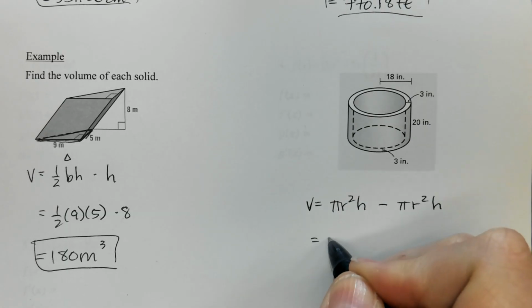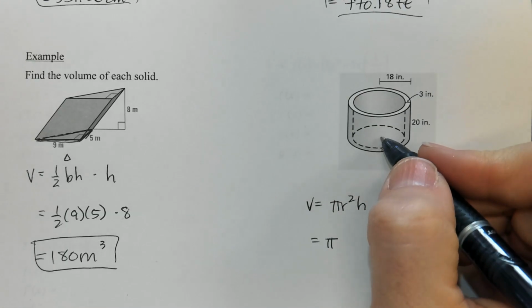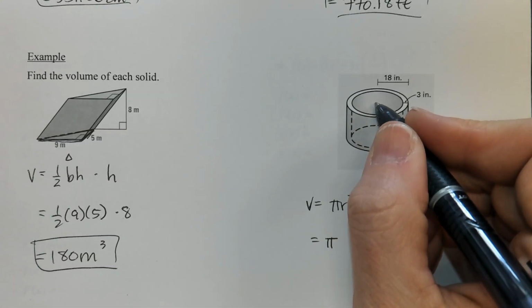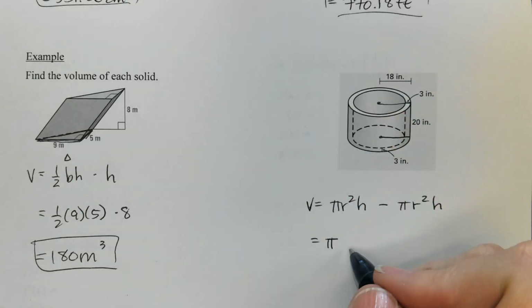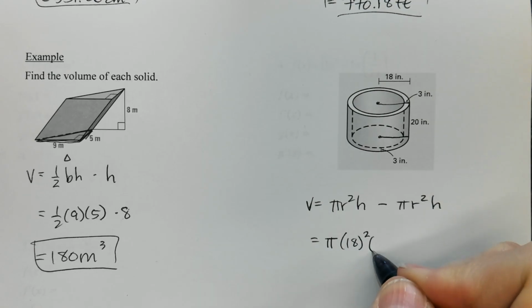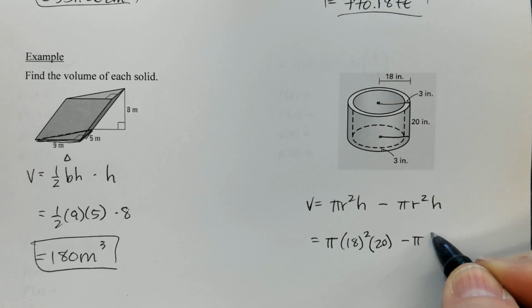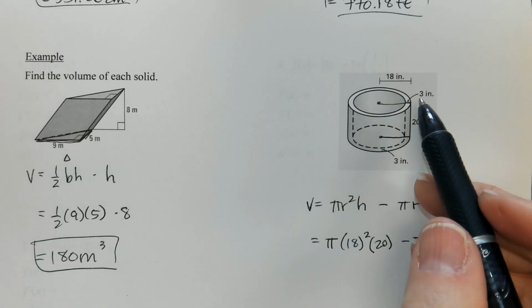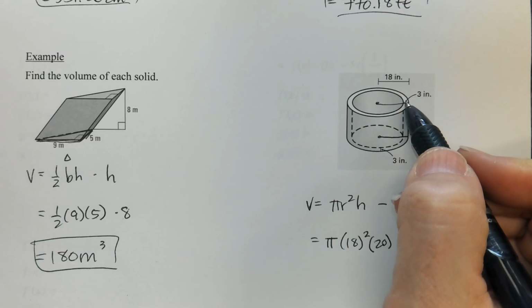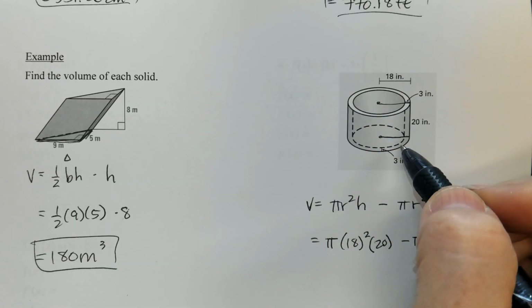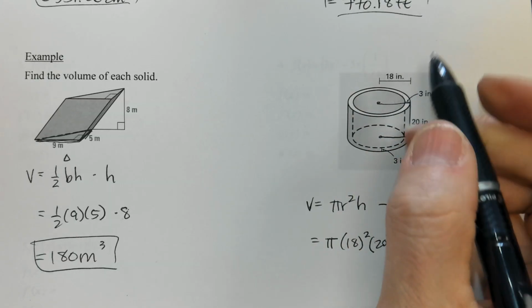So my outside cylinder, its radius would be from there all the way to the edge, and they've told me that that is 18. So 18 is my radius. Height of the cylinder is 20. And then I'm going to subtract. I'll have a new radius here. So they're telling me that this little piece, what's left, I'm going to cut all of this out and just leave a little 3-inch space there.